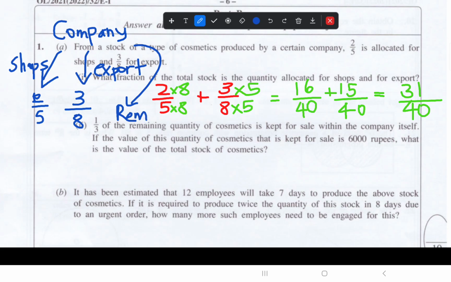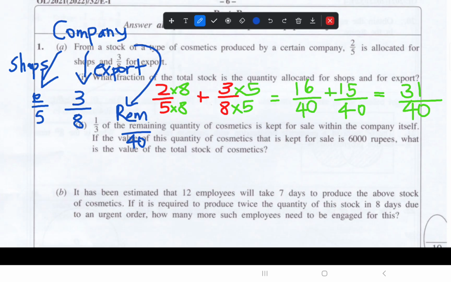How to find this remaining quantity? From the total, when we subtract the shops and exports fractions, we will find the remaining fraction. We know both of them together occupy 31 upon 40. So the remaining fraction is, by looking at this denominator, the denominator should be the same.